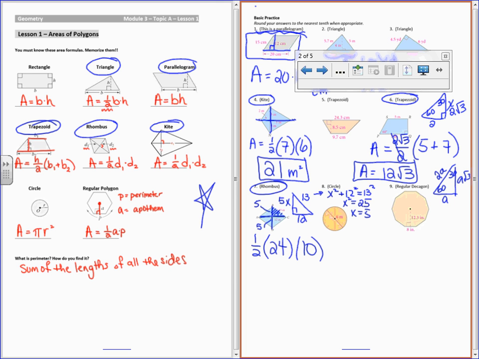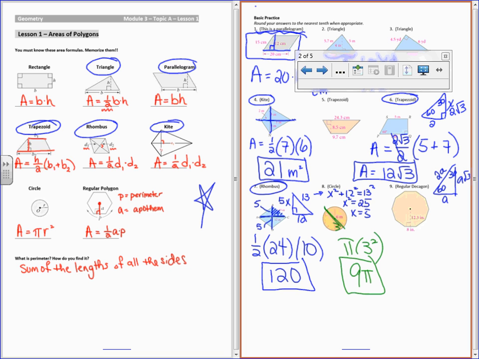So the area of a rhombus is 1/2 the product of the diagonals. If you don't have both diagonals, you need to find them. So we did that. 1/2 of 24 times 10 is 120. Circle, pi r squared. Well, that means I need the radius. I have a diameter of 6, which means I have a radius of 3, and the area would be pi times 3 squared, which is 9 pi. Or you could use its decimal equivalent.